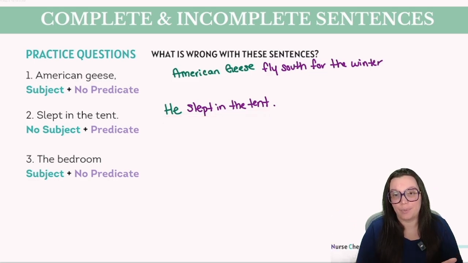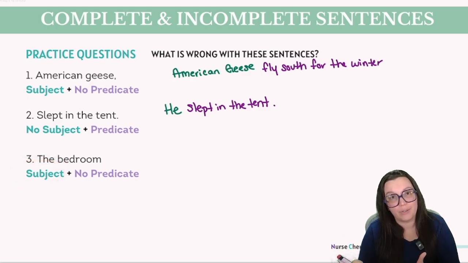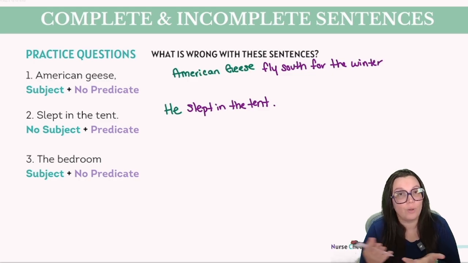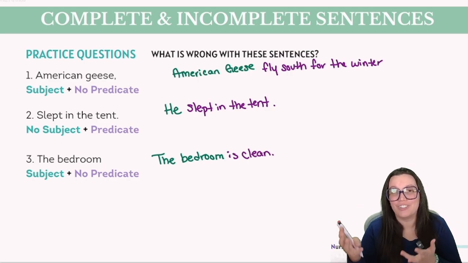In our last example, the bedroom. In this case, we have a subject. We know we're speaking of the bedroom, but we have no predicate. What about the bedroom? What is being done, and what is its characteristic? By adding the predicate is clean, we can now form a complete sentence. The bedroom, which is our subject, is clean, which is our predicate.